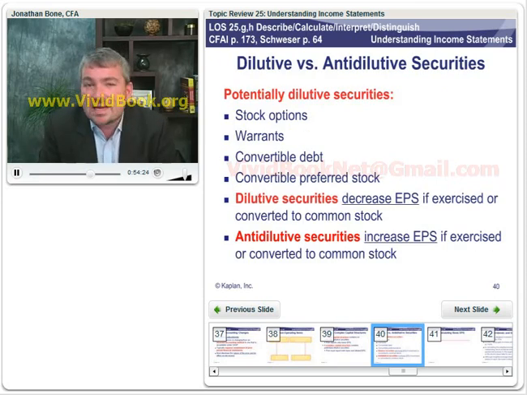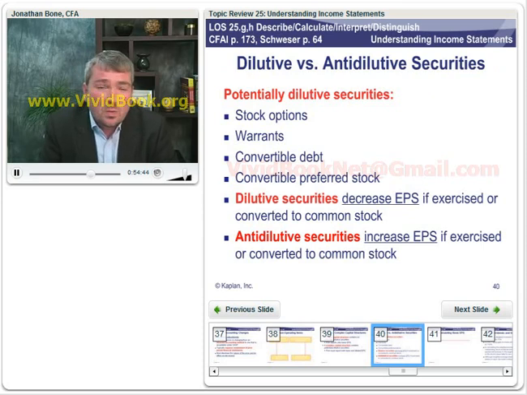Stock options. Now be careful. These are employee stock options, not traded stock options. They're not exchange traded options, because exchange traded options tend to be on existing shares. We're only interested in instruments that would force the company to issue new shares. So they're employee stock options.